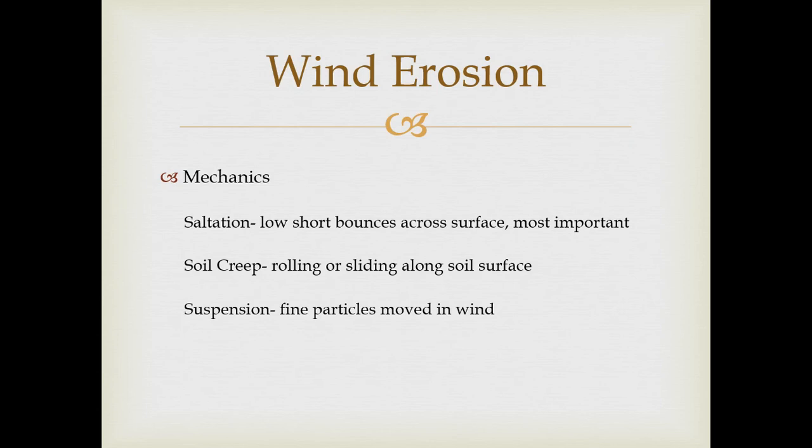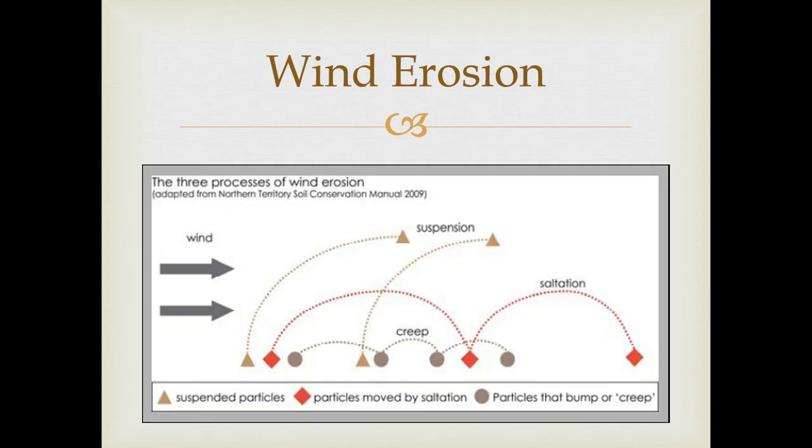Mechanics of wind erosion. So first up is saltation. So these are low, short bounces across the soil surface. These are the most important, most common methods of wind erosion. We also have soil creep, so the rolling or sliding along the soil surface, and then soil suspension. This is when fine particles can get moved up into the wind and travel long distances.